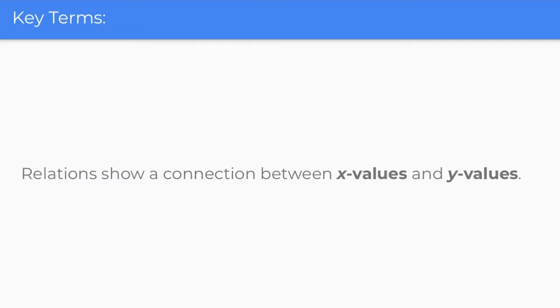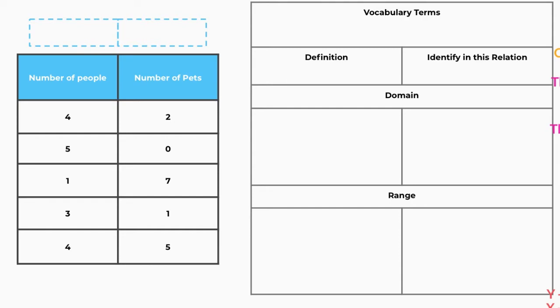Taking a look at a key term we have there, relations show a connection between x and y values. So now let's take a look at that connection by looking at vocabulary terms about domain and range. Here we've got a table that has number of people and number of pets. And we've got some vocabulary terms that we're going to fill in, the definition of domain, the definition of range, and we're going to identify them in this relation.